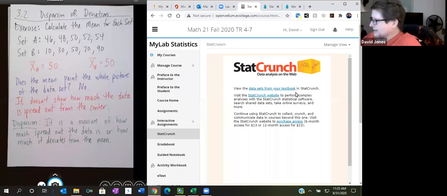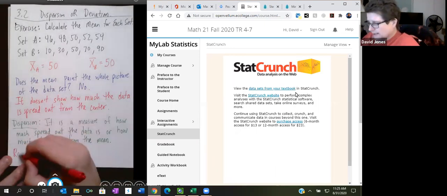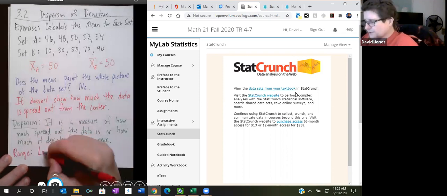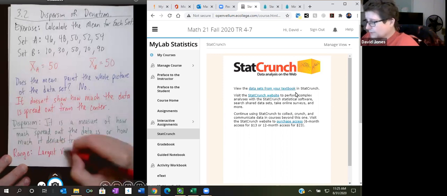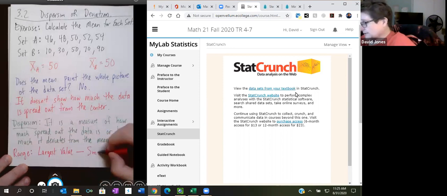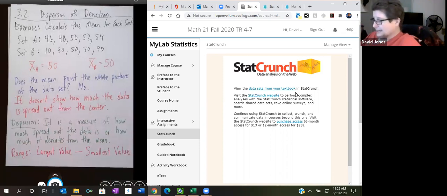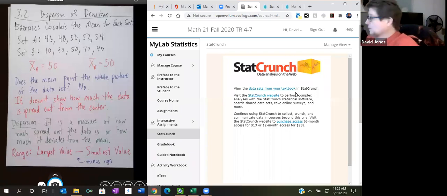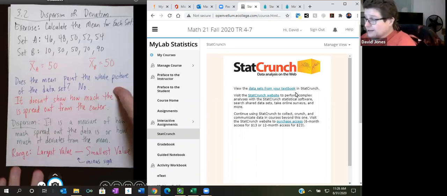A word we're going to use in this area is the range. The range for a data set is the largest value, or greatest value, minus the smallest value, or least value. And that is a minus sign. We subtract the smallest value from the largest value. So let's take a look at what the range is for our data set.